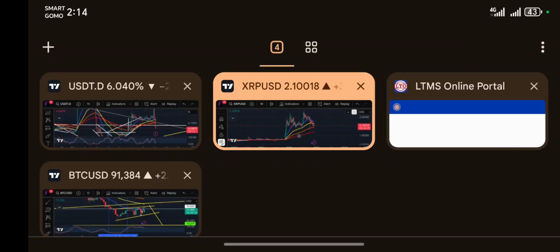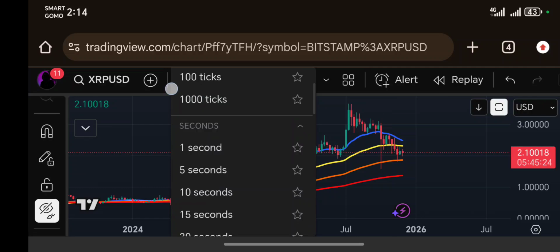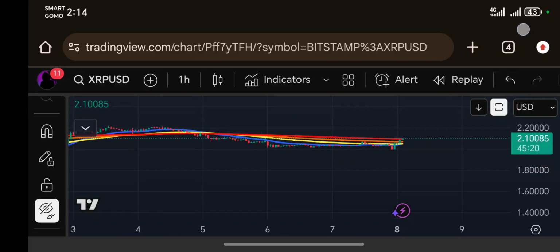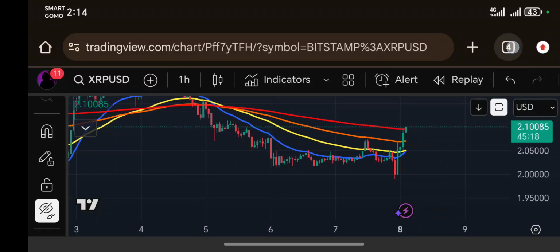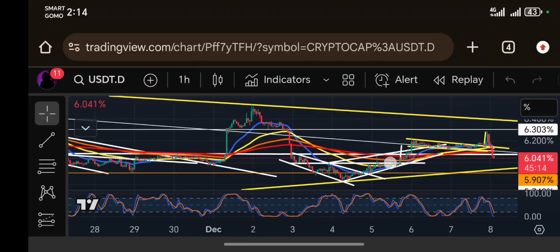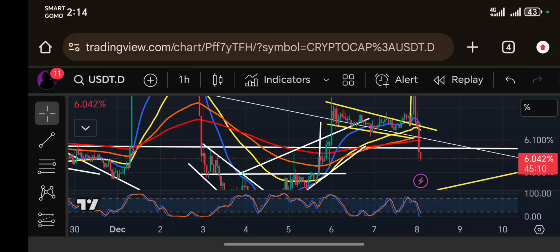So watch those levels. This is your XRP weekly time frame. Look at those levels for your 1 hour time frame. Your US dollar dominance is so much correlated. If it drops, then crypto pumps. If it goes up, then crypto dumps.